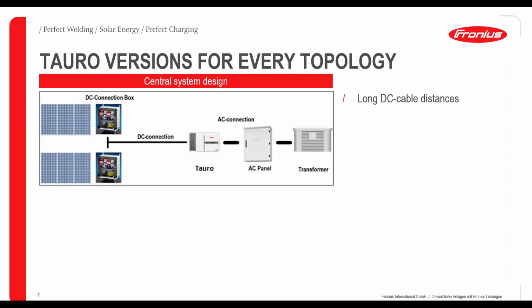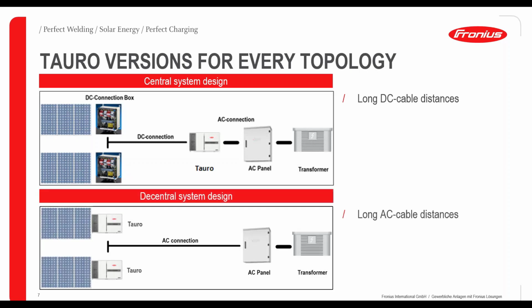So I mentioned central and decentral. I quickly want to go through that topic again. What does central system design mean? It means, going from left to right, we go from the modules combined to DC connection boxes. All the strings are combined within those boxes, and then we go with bigger DC cables over a longer distance to the Fronius Tauro or to the inverter itself, and then to the main distribution frame, the AC panel, the transformer. So on a central system design, we usually have long DC cable distances.